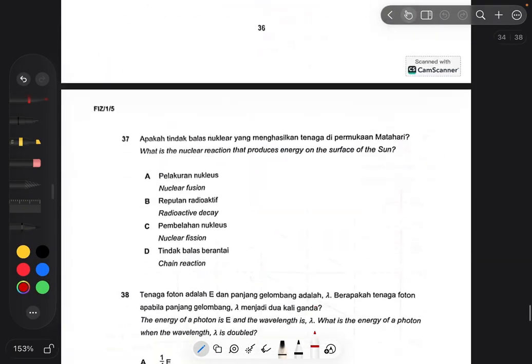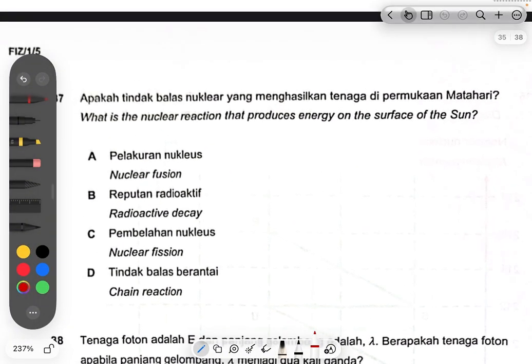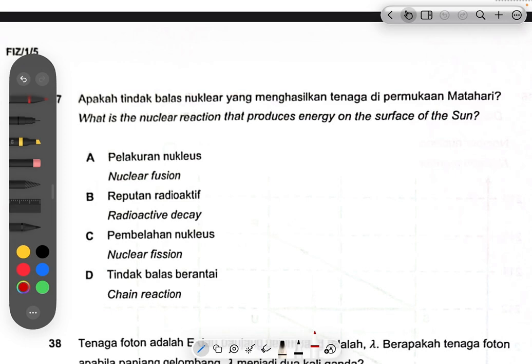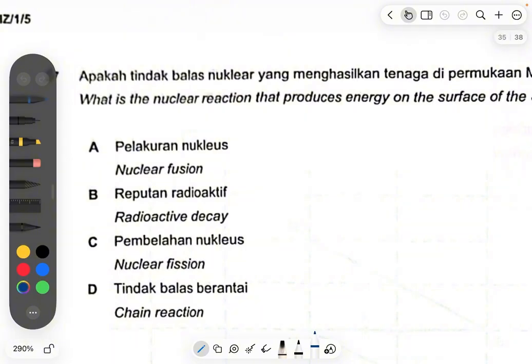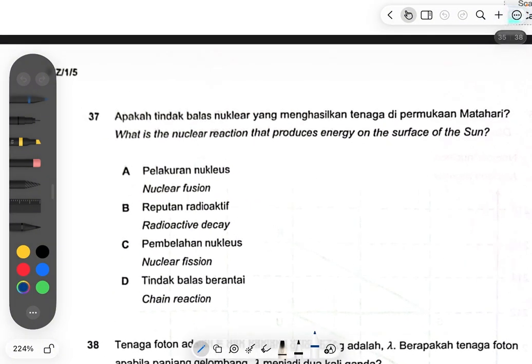What is a nuclear reaction that produces energy on the surface of the sun? I learned this. Is it nuclear fusion or nuclear fission? Is it A? It's either A or C. 37A. Yep. Okay, if I open my textbook, chapter 6, I had a distant memory.